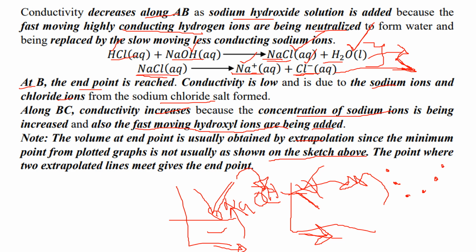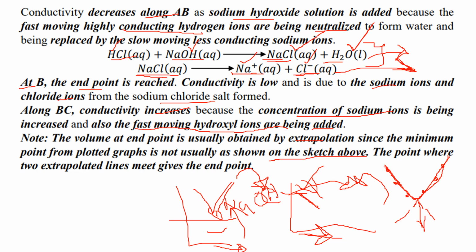Now as you're plotting your graph, you always find that your graph is going to go in this shape. Now for you to get your endpoint, you're supposed to get your ruler and extrapolate this. You also get your ruler and extrapolate these points. So where the two lines meet is going to be your endpoint.